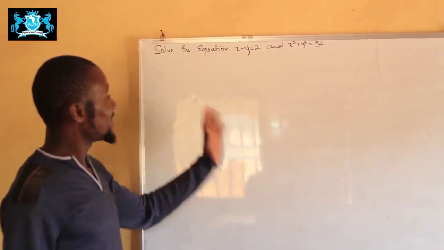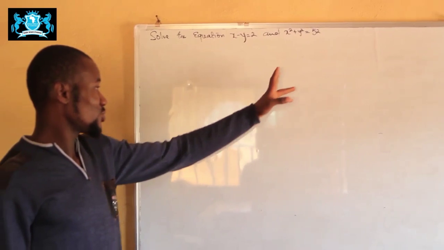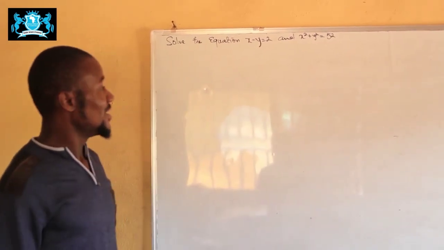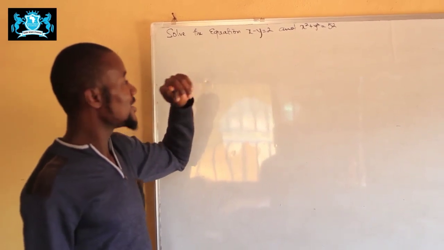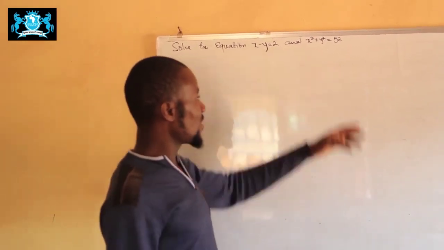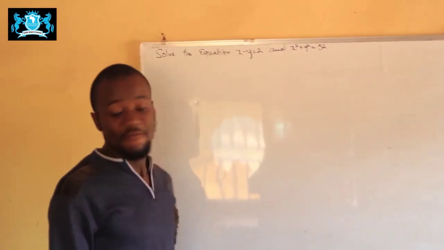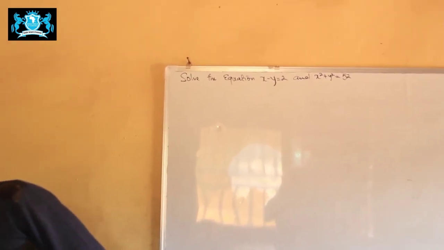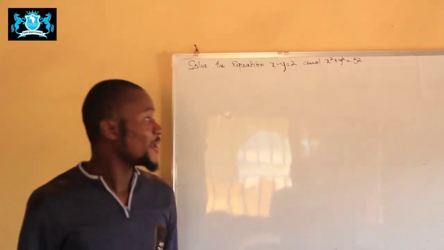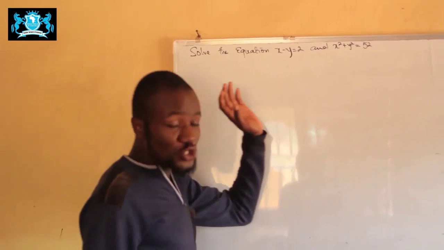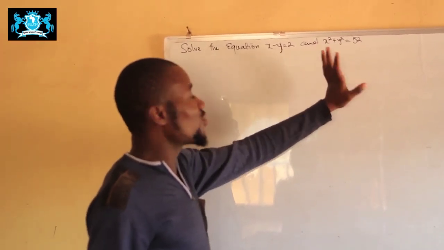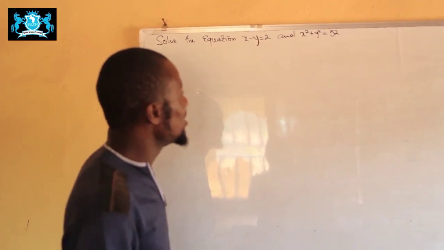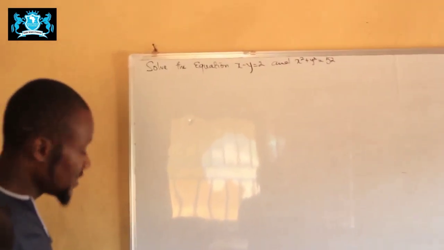Today we'll be looking at a simultaneous equation that has a quadratic equation inside it. So we say solve the equation x minus y is equals to 2 and x squared plus y squared is equals to 52. Now this is a simultaneous equation, and one of the equations is in a quadratic form, but nevertheless, we are not afraid. We are going to resolve this equation.